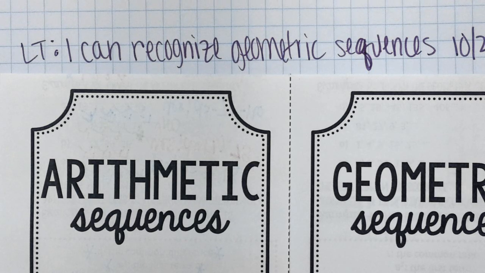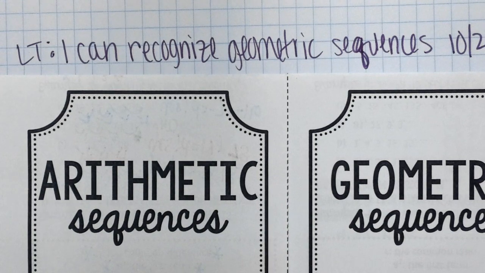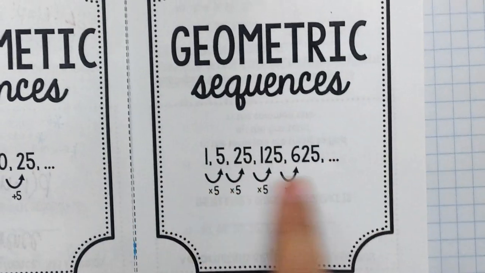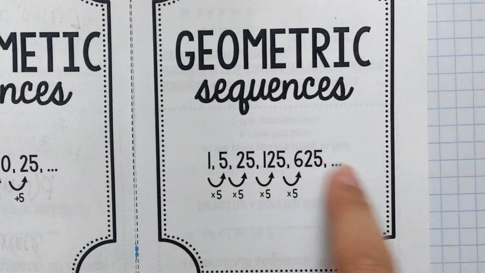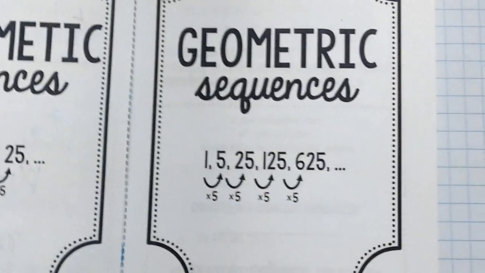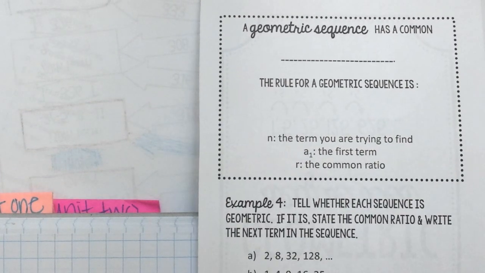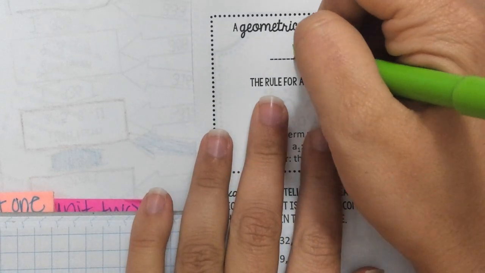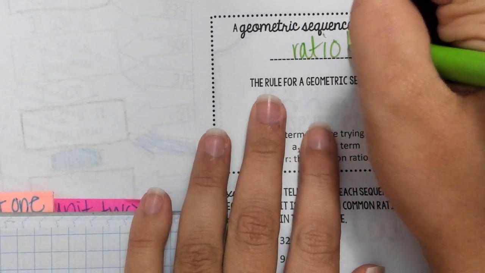Alright, so arithmetic sequences, we added or subtracted. That was our common difference. For geometric sequences, we're going to multiply or divide. Geometric sequences do have the same pattern, but you have to multiply to get from one term to the next. Does everybody understand? Instead of a common difference this time, you have something called a common ratio, and that's how much it increases or decreases. That's what you multiply by.